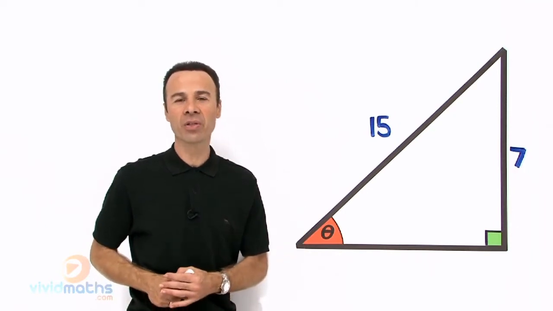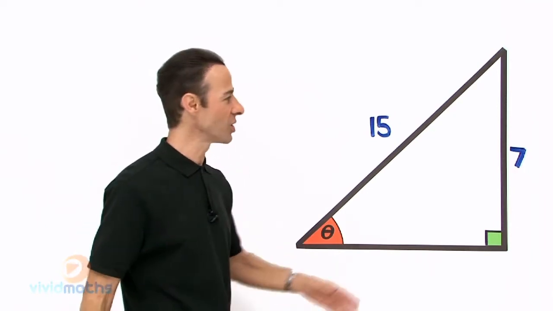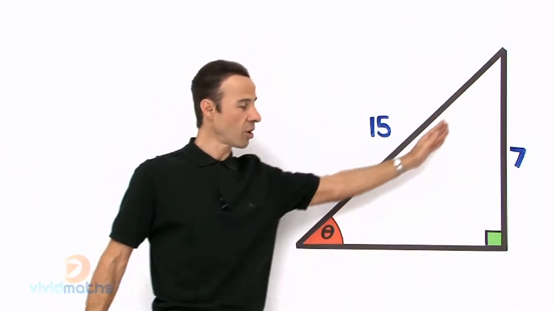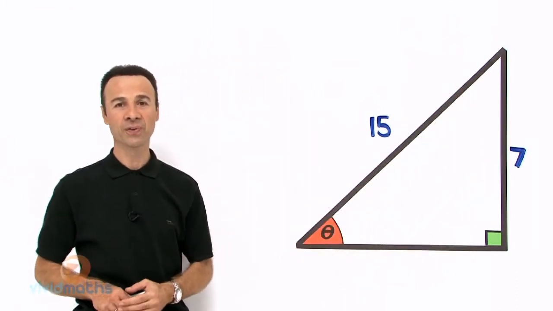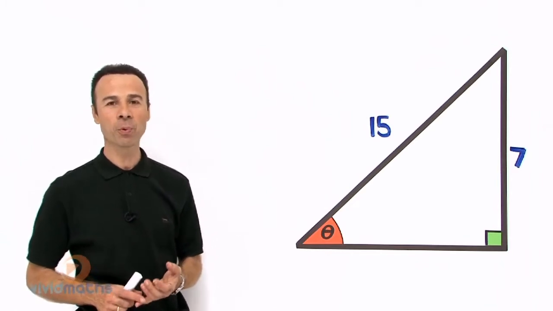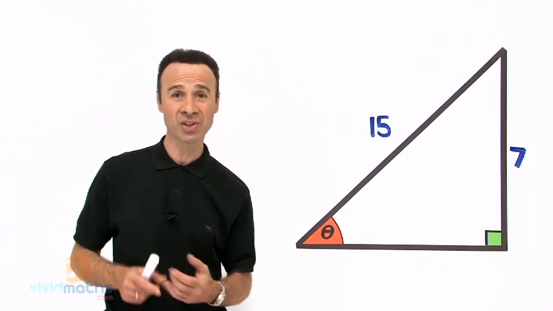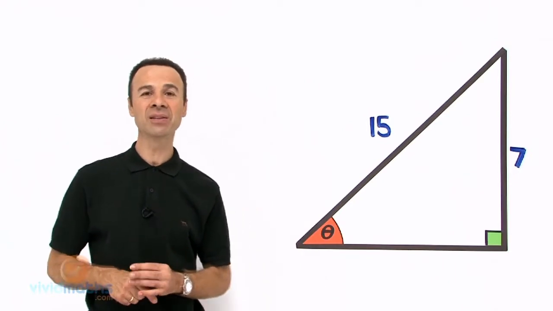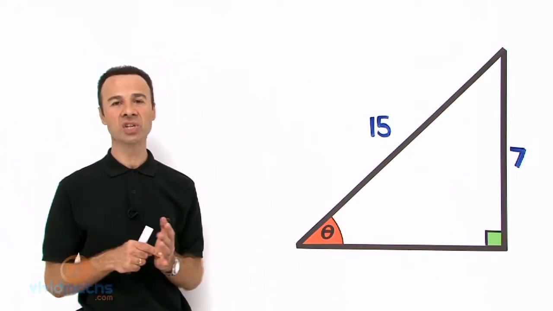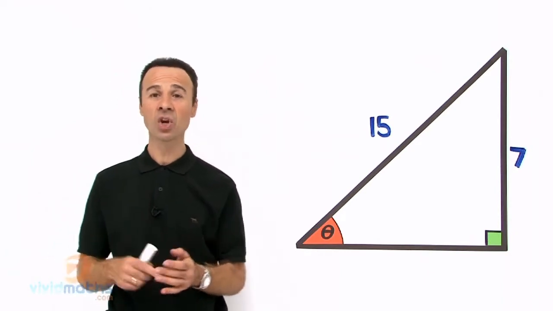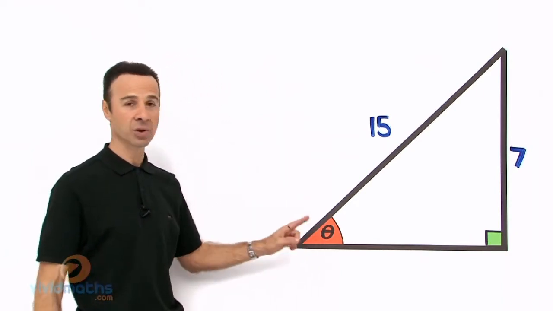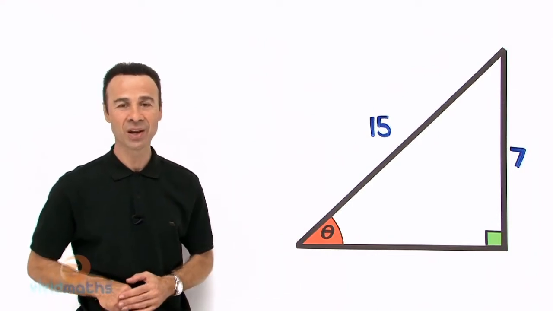How do we find it? Well, the good news is they have given us two lengths. 7 over here, and across here, the hypotenuse, we are given 15. So the first step we need to do is work out the trig ratio. Is it a sine, a cos, or a tan? And then once we make that decision, we're going to use a shift, second function, or inverse on your calculator twice so we can deduce what this theta is.